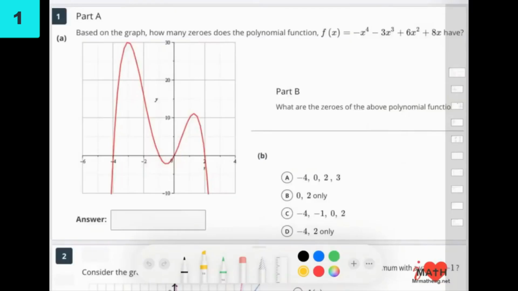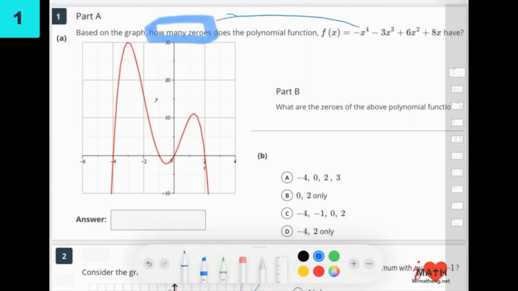Hey guys, this is your Quiz Corrections, Integrated Math 3, quiz number 3, January 31st, 2024. Question 1a, based on the graph, how many zeros does the polynomial function have? I'm going to answer this question in multiple ways, and I don't even need to use the graph. So, how many zeros?